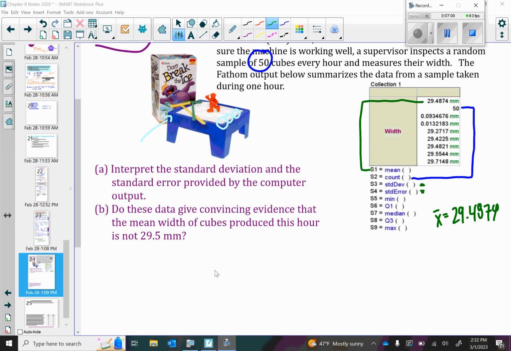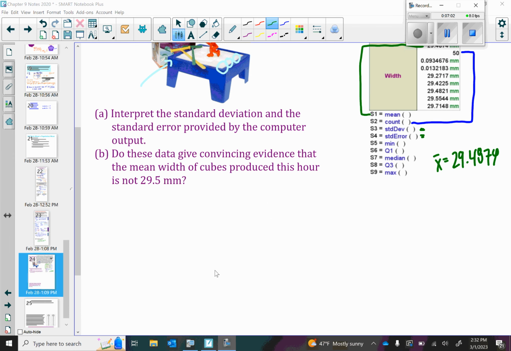This problem asks us to interpret the standard deviation and the standard error provided in the computer output, and then do the data give convincing evidence that the mean width is not 29.5. Of course, we need to start with A. So A asks us to interpret the standard deviation, s of x, and the standard error, SE of x bar.